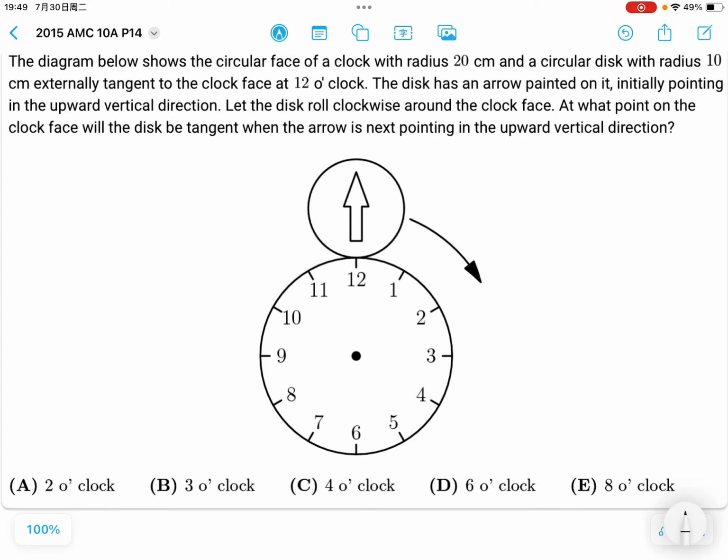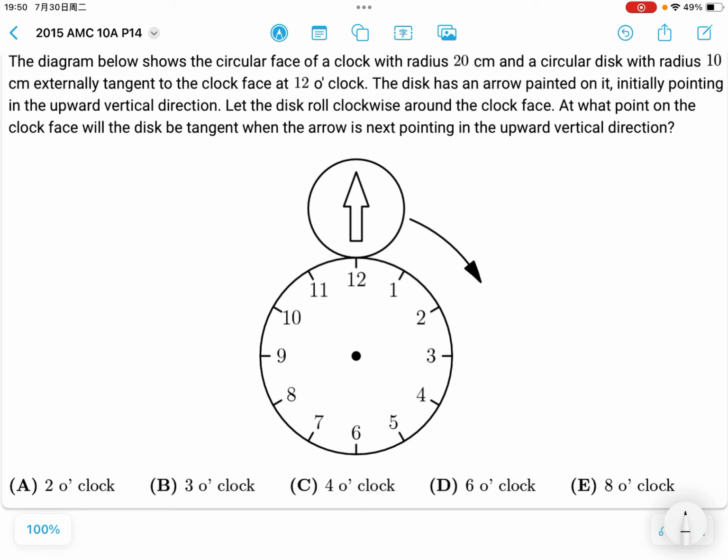Today we're going to talk about 2015 AMC 10A Problem 14. The diagram below shows a circular face of a clock with radius 20 cm and a circular disc with radius 10 cm externally tangent to the clock face at 12 o'clock. The disc has an arrow painted on it, initially pointing in the upward vertical direction. Let the disc roll clockwise around the clock face.